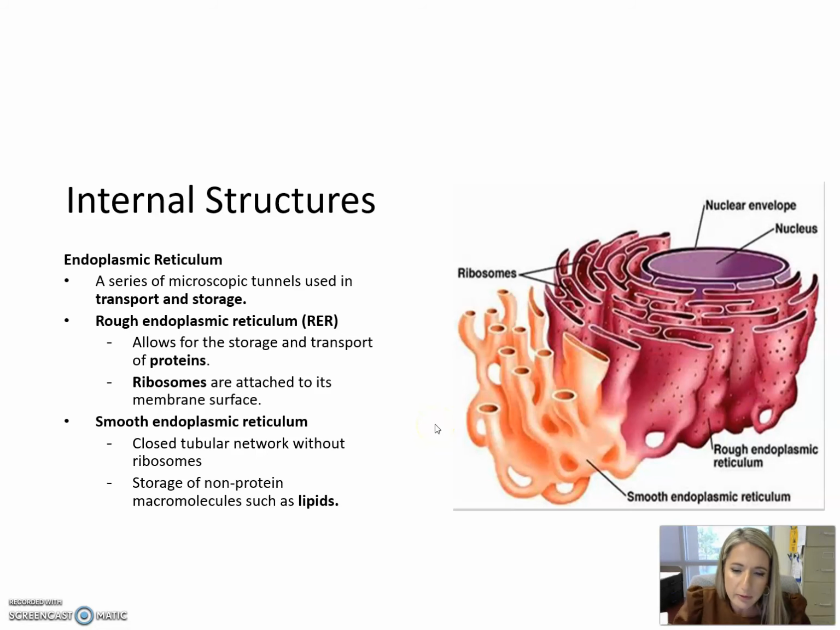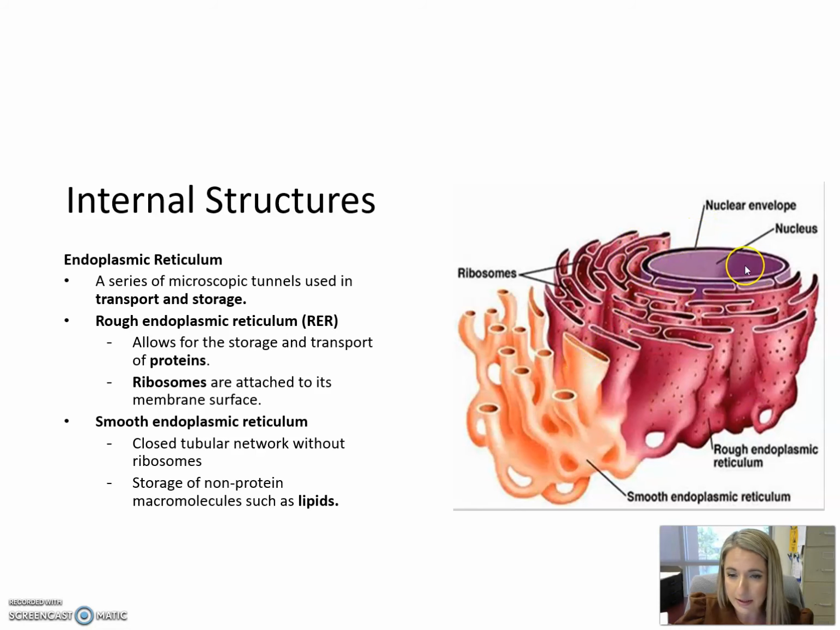The next organelle that we're going to be talking about is the endoplasmic reticulum. The endoplasmic reticulum is another membrane-bound organelle, and for that reason it's only found in eukaryotic cells. Bacterial cells do not possess this structure. The endoplasmic reticulum extends directly off the nucleus.